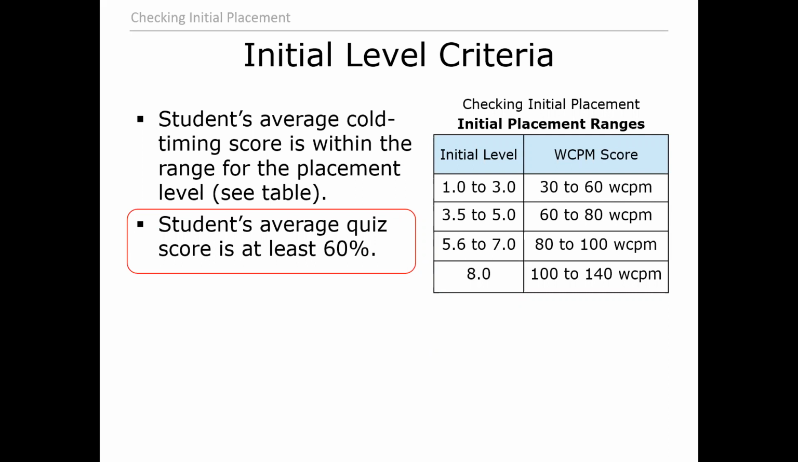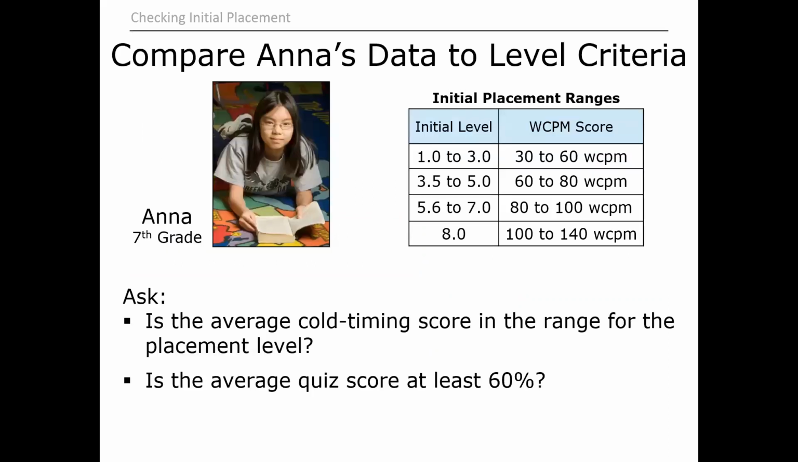Now that 60% isn't totally arbitrary. Research shows that students who can comprehend at 60%, at least at 60%, are able to show improvement in comprehension with that content. Okay, so that's where that comes from. You're not going to tolerate it forever, but just at the beginning, so long as they're at 60%, you can leave them in the level they're currently in.